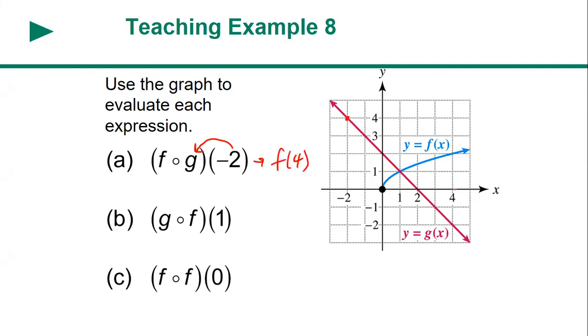So now I'm gonna find F of 4. So I go to 4, but this time I'm going to graph F, and it gives me 2. So my output is 2. That's how you do it from a graph.